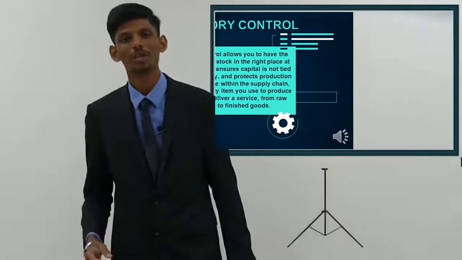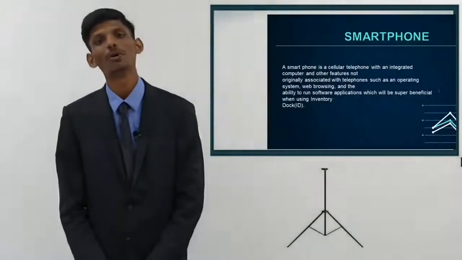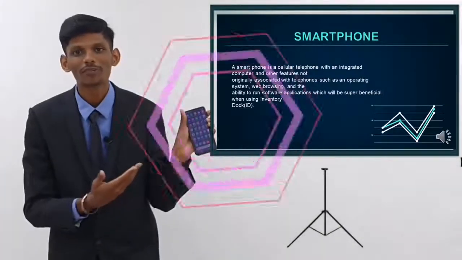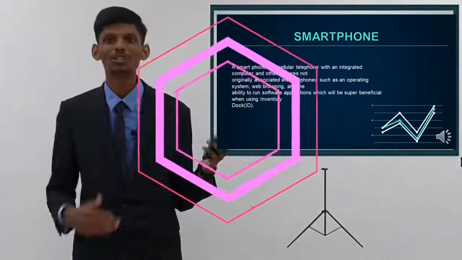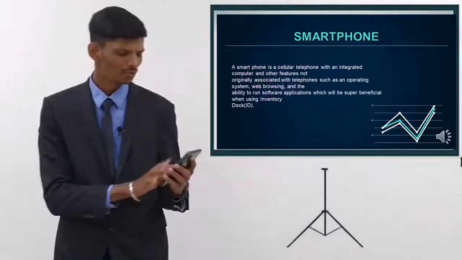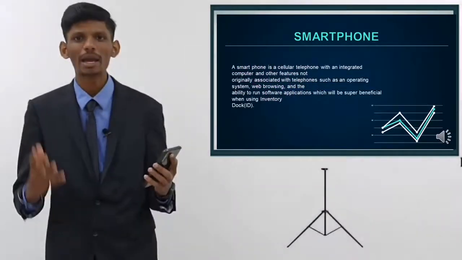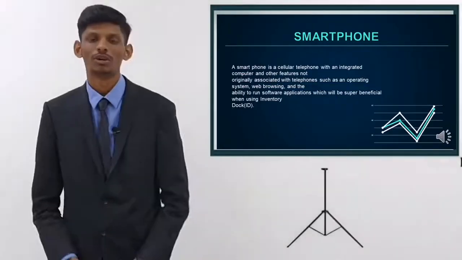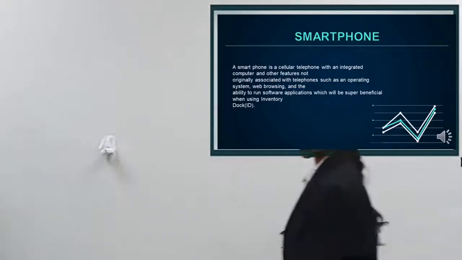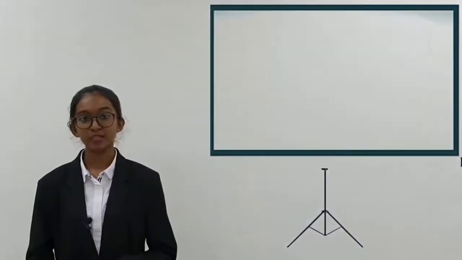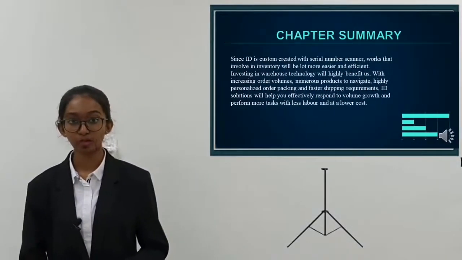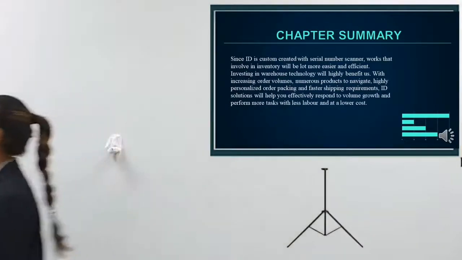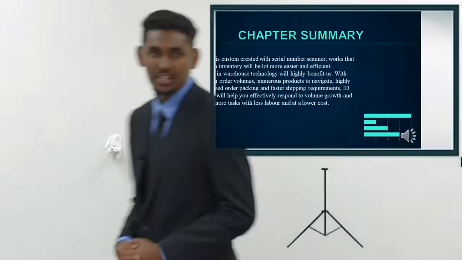Okay, let me explain about the most important tool to operate our Inventory Doc. What is that? A smartphone. A smartphone is an important tool in our daily life. A smartphone has the ability to run any application, which will be super beneficial to run our Inventory Doc. Since Inventory Doc is custom created with a serial number scanner, work that involves inventory will be a lot easier and more efficient. Now let's focus on what Inventory Doc is.